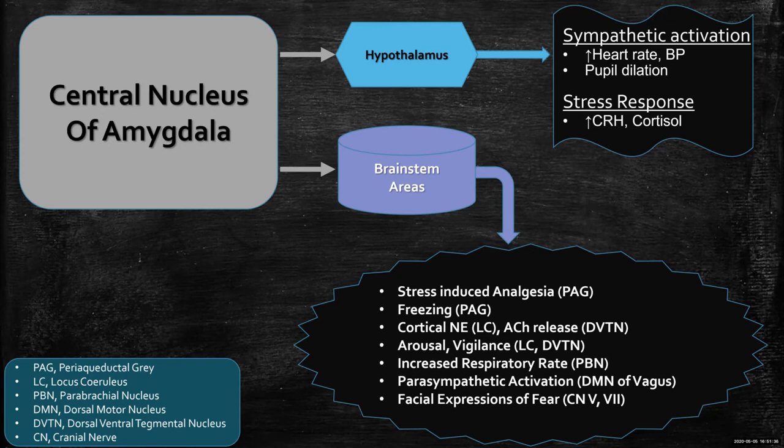The parabrachial nucleus, which is a part of the brainstem, also becomes stimulated, which increases our respiratory rate. The dorsal motor nucleus of the vagus nerve induces the parasympathetic response, causing upset stomach, acid reflux, and other parasympathetic activity. Activation of cranial nerve 5, which is the trigeminal nerve, and cranial nerve 7, the facial nerve, leads to facial expressions of fear. Let's use an example to better understand how this works.